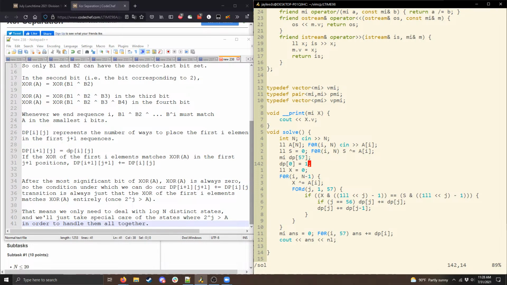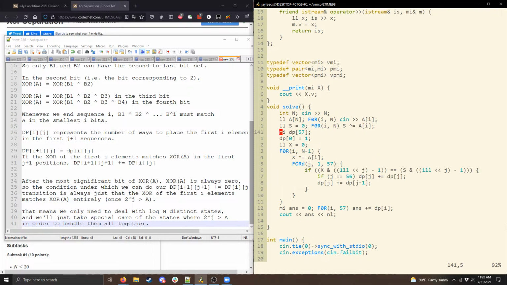And if you haven't seen MI before, this basically stands for modular int. It's just a data type I use for problems where I have to output the answer modulo some value. Okay. And so then for each of the first n-1 elements, because there's no way to end a sequence and start a new one with the last element, because if you start a new sequence after element n, there's no elements to put in the new sequence afterwards.